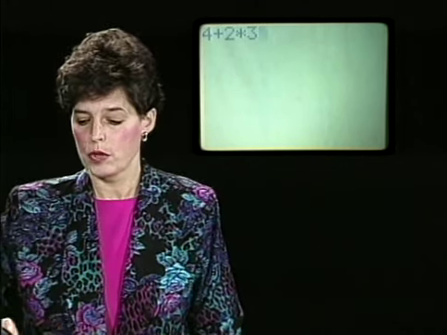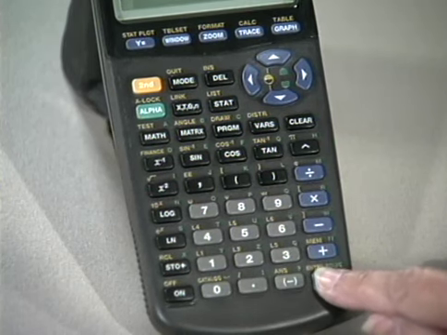First of all, notice that when I pressed the multiplication button, what showed up on the screen was an asterisk. This will always be the case. Multiplication will always show up as the asterisk. Let's press enter to get the answer, and we see that that is a little bit to the right and below the problem that I've written.